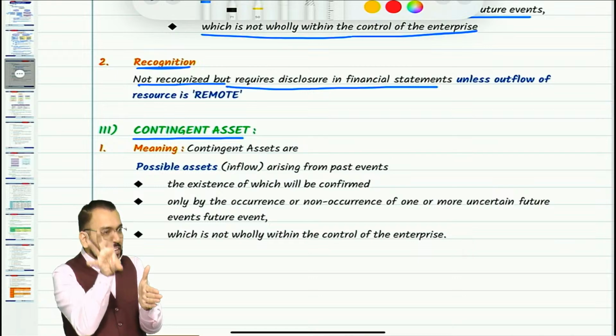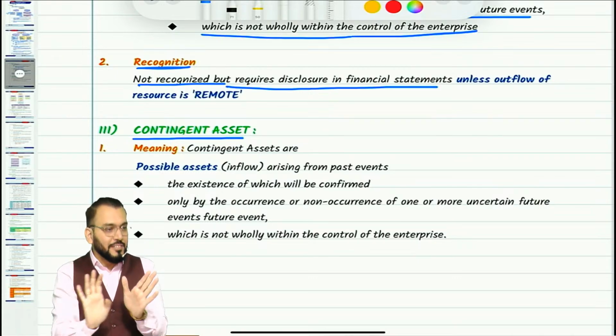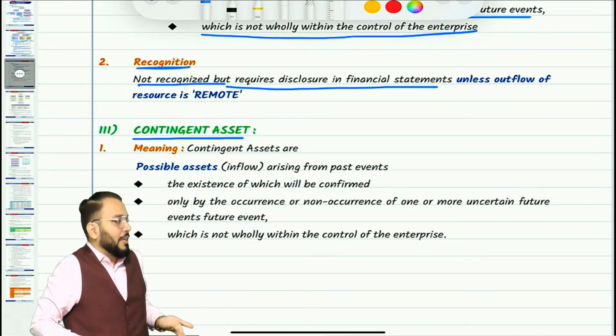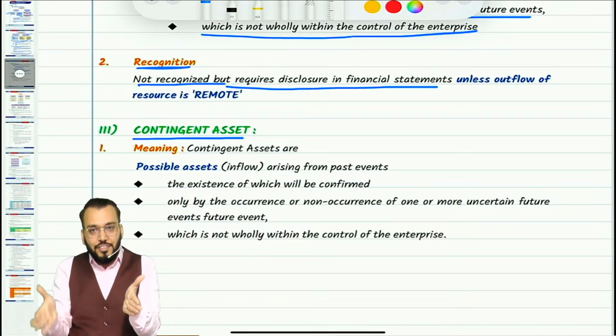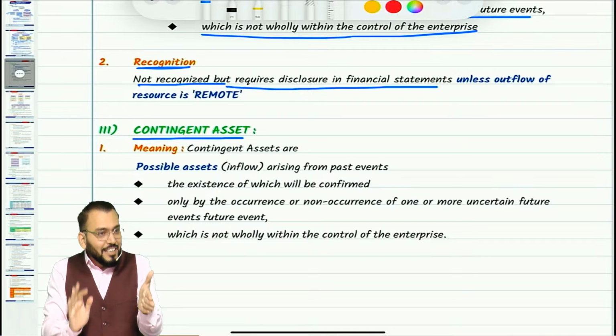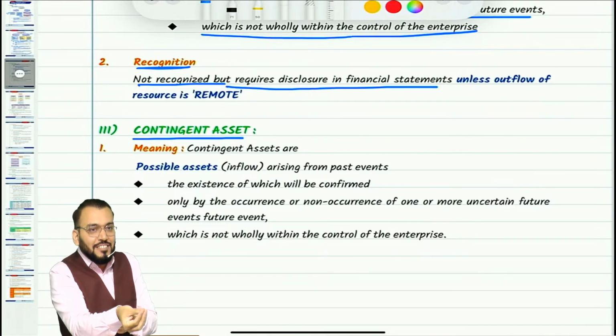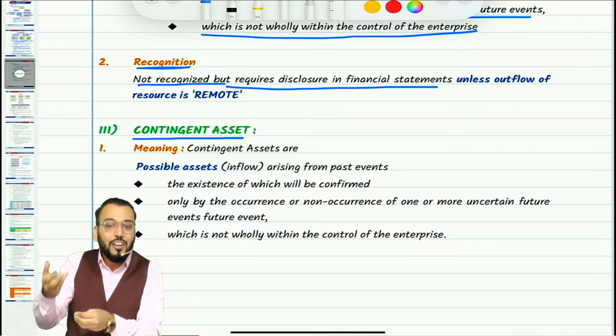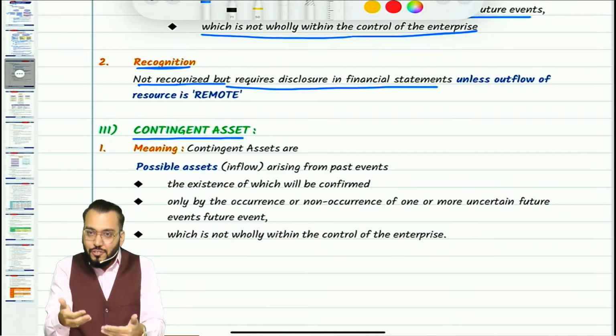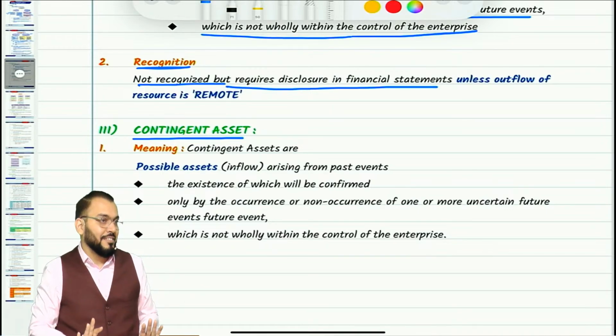Liability will come inside the balance sheet. Contingent liability will come outside the balance sheet. So there is an asset or contingent asset. Are you getting what I am saying? Asset you will recognize. Contingent asset you will not recognize. Have you understood?